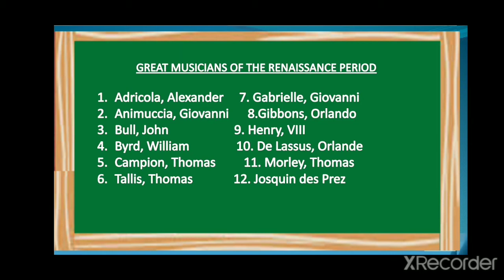De Lassus Orlande, a Franco-Flemish composer, wrote in all genres of vocal music, and composed masses and motets, over 100 Magnificats, and settings of the Passions. Morley Thomas, an English composer and a theorist. He was the most important composer in developing the English Elizabethan madrigal from its Italian counterpart.